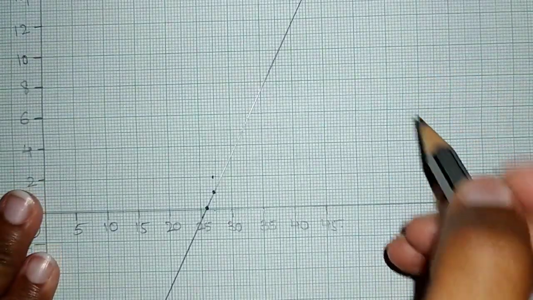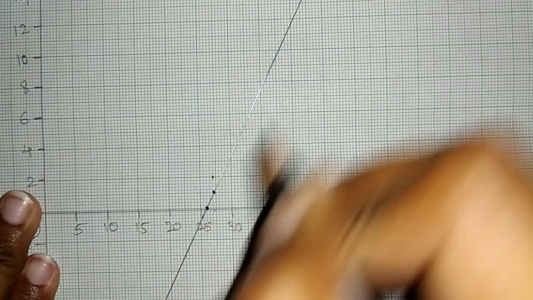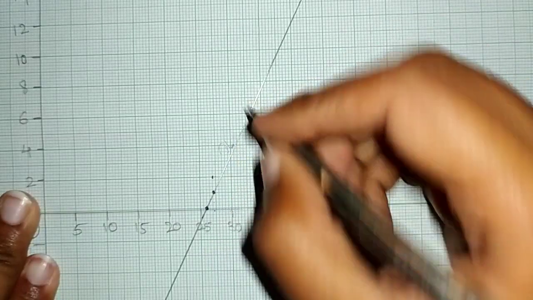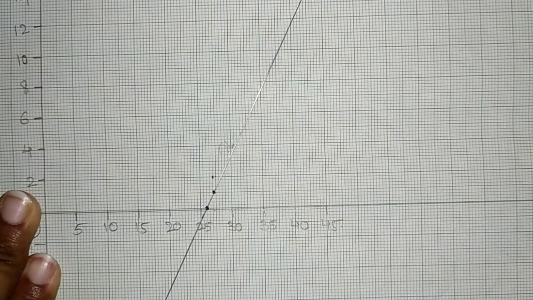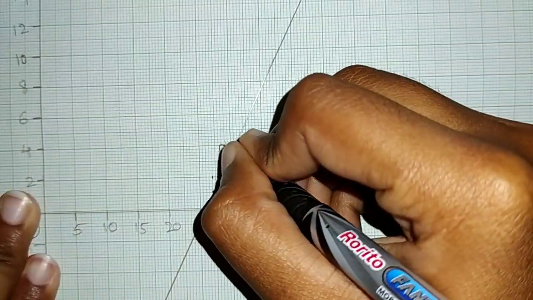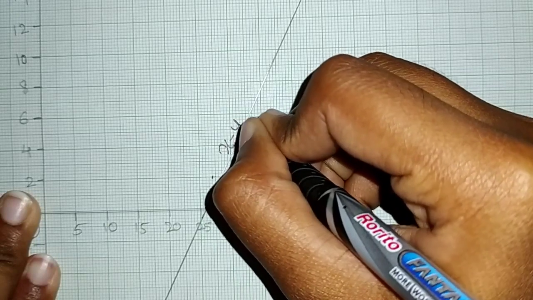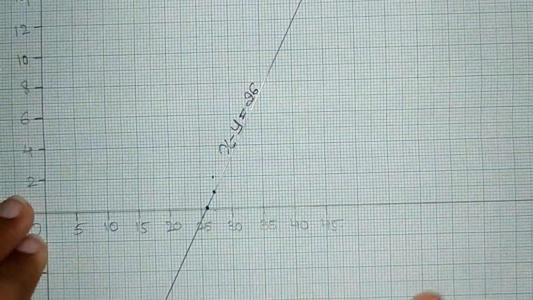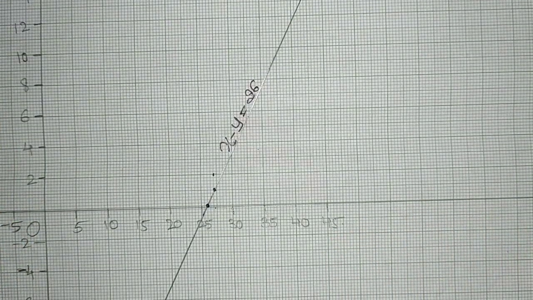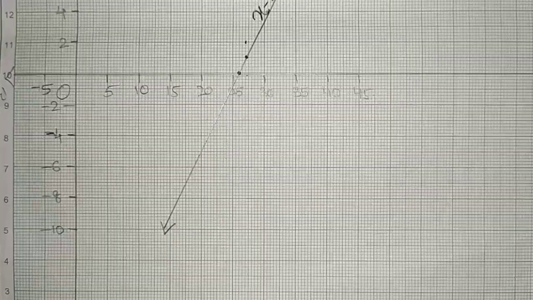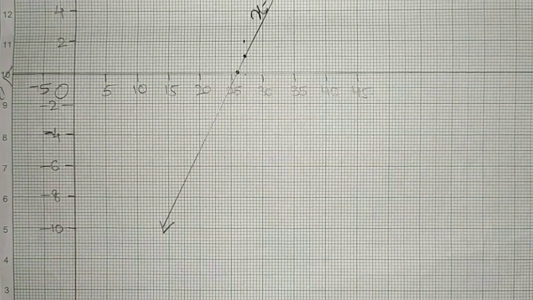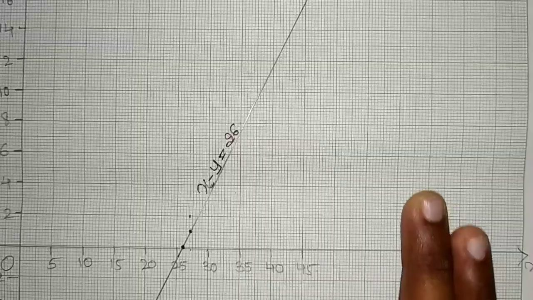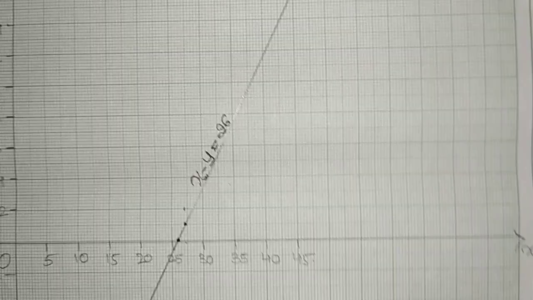So this is the line representing the equation x minus y is equal to 26. Let me write it with a pen because it is not visible here. Since it is a line, you can see that I have put the arrow marks at the end. It shows that the line continues in that direction. So this is our first equation.